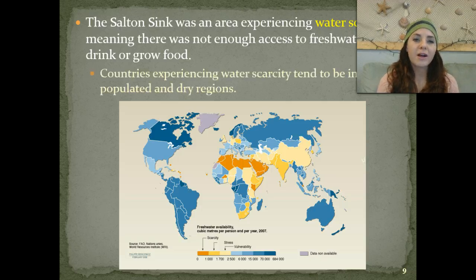A lot of times, countries that experience water scarcity tend to be very dry, and they also tend to be very heavily populated.